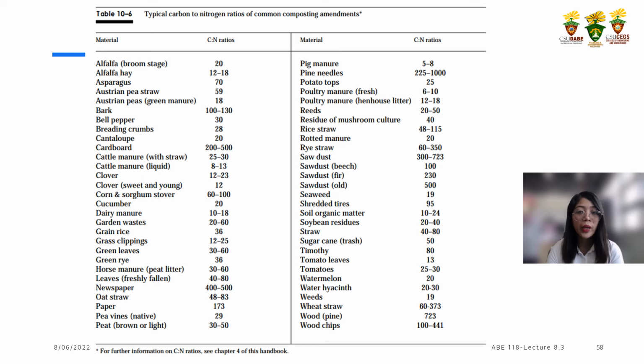So, if greater than 60% moisture, the process turns from one that is aerobic to one that is anaerobic. So, anaerobic composting is less desirable because it decomposes more slowly than aerobic.